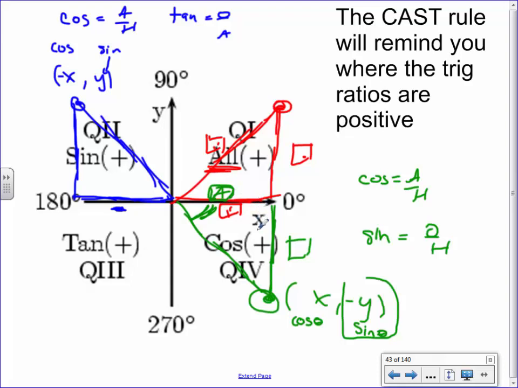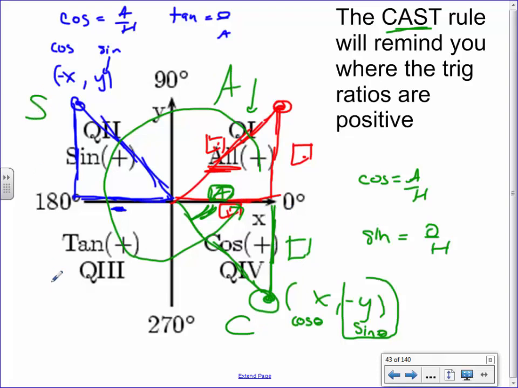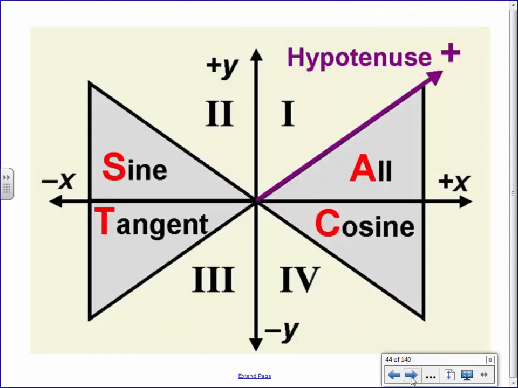So this is a clever little acronym that can help you figure out which quadrants will give you positives and negatives. We call it CAST. The only thing you have to remember, though, is that you're actually not starting in quadrant 1. I know that quadrant 1 is normally where we start, but when you write out the CAST rule, you actually have to start C-A-S-T over there. So that's what this slide right here is all about.